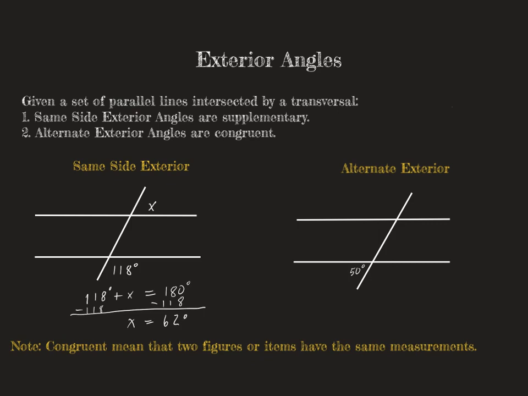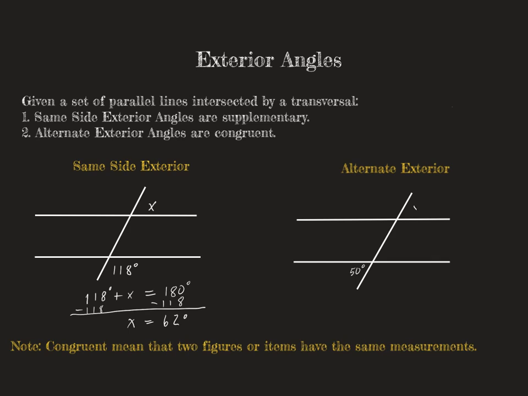Now we're going to be looking at alternate exterior angles. So alternate exterior angles, as it mentions right here, they're going to be congruent. So if this is 50 degrees, the alternate is going to be on the other side, and again, we're going to be looking right here. It's going to be exterior. So it's going to be in the opposite right here.